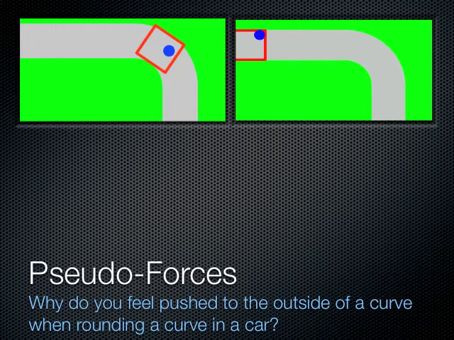You're not really pushed to the outside of the curve. The object is not really being pushed as it's drifting across a smooth dashboard as you take a turn. So why do you feel pushed to the outside of a curve? Or why does an object drift to the outside of a curve when rounding a curve in a car?